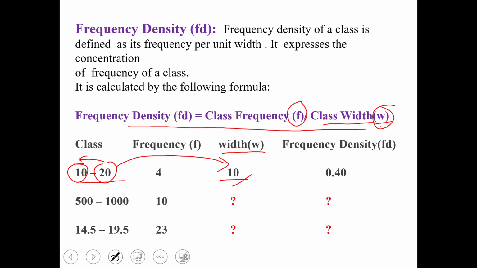After that you have to find the frequency density. Here is the formula: class frequency, which here is actually 4. So 4 divided by 10, and you will get 0.40. This is the way to find the frequency density, and I have left these two rows for you to find these two values as practice.